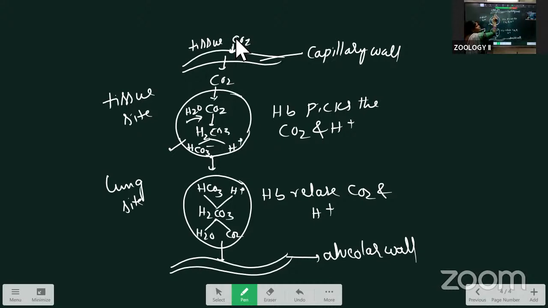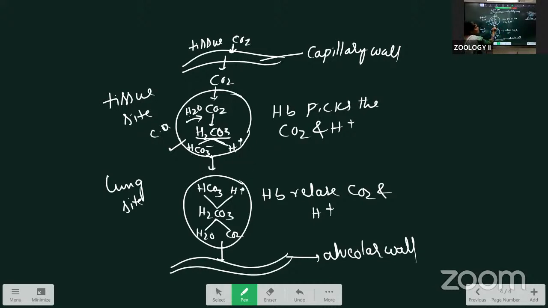Inside of the blood vessel, CO2 enters. In the RBC, H2O is there. In the presence of the carbonic anhydrase enzyme, it is added and formed as H2CO3. This H2CO3 dissociates into HCO3 minus and H plus ions.